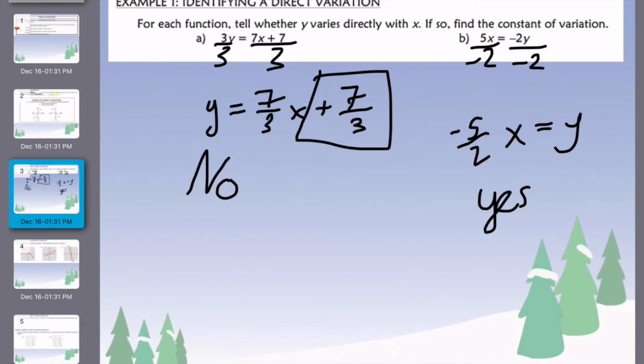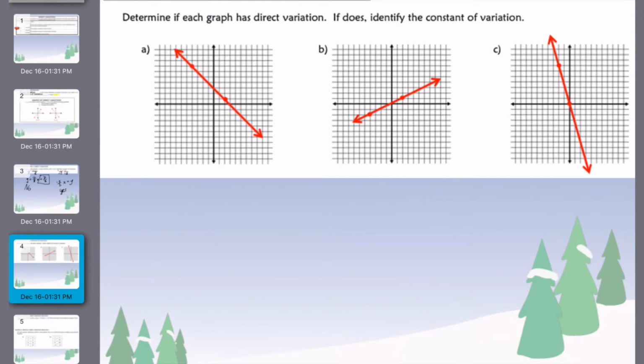Let's try a couple of graph examples, okay? So for question A, I have to determine if the graph is a direct variation, and if it is, identify the constant of variation. I can already tell that graph A is not going to be a direct variation because I can see it's not going through the origin. It's going through somewhere up there, not through the point 0, 0. So that's exactly why it's not, okay?